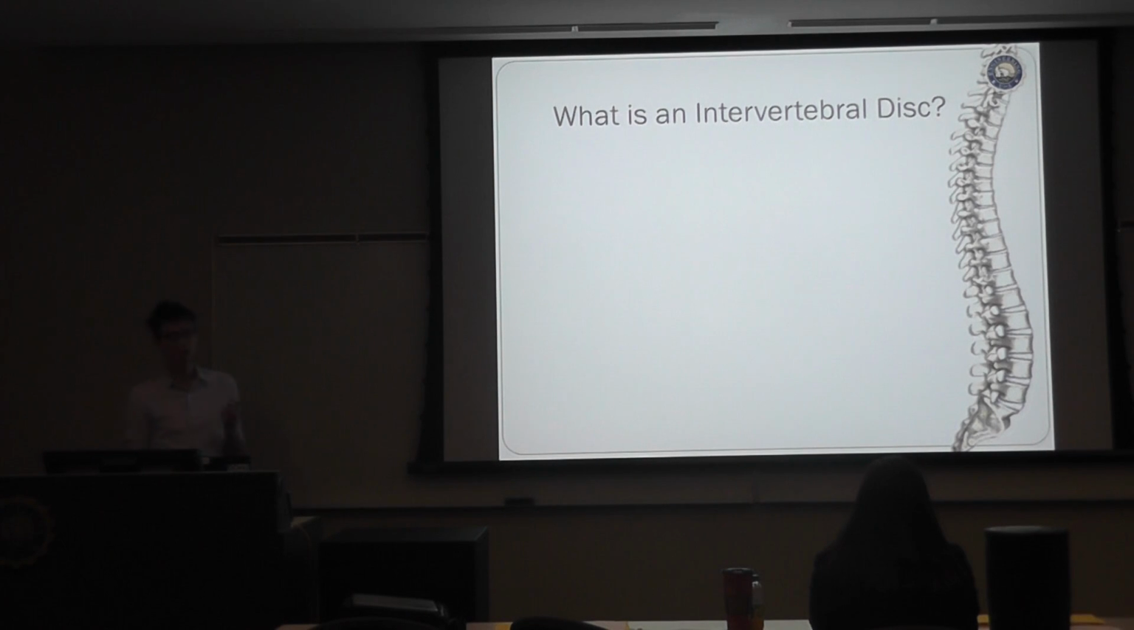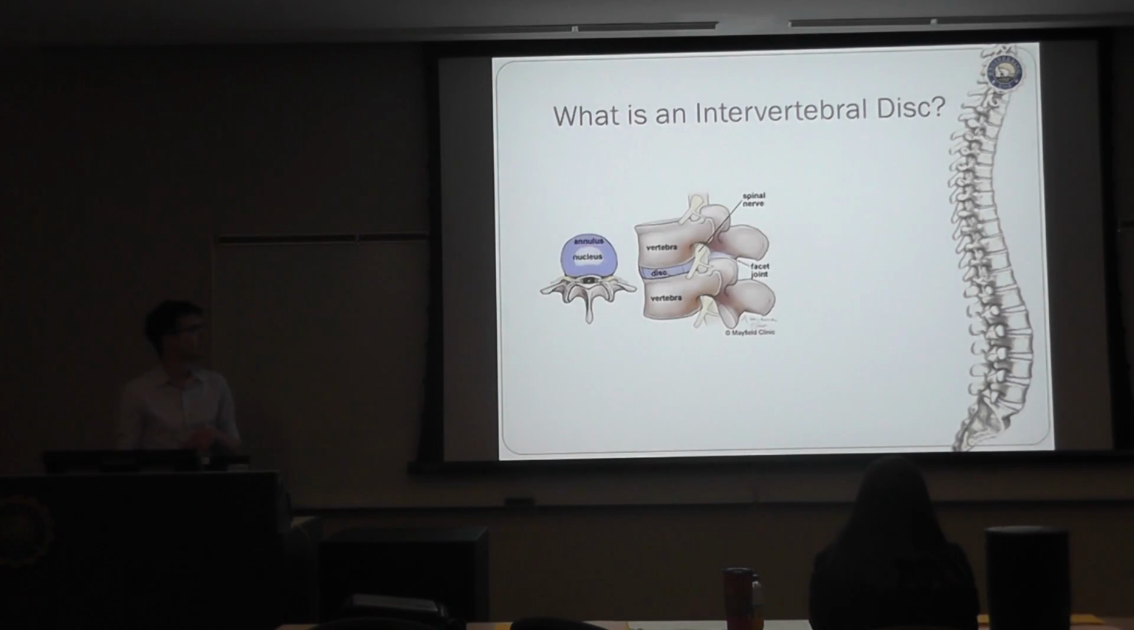So what is an intervertebral disk? Basically, it's exactly what it sounds. It's a disk of tissue that's found between all of the vertebrae. So it separates the vertebrae and also acts as a ligament of sorts. That's what provides your spine with the flexibility and mobility that it has.